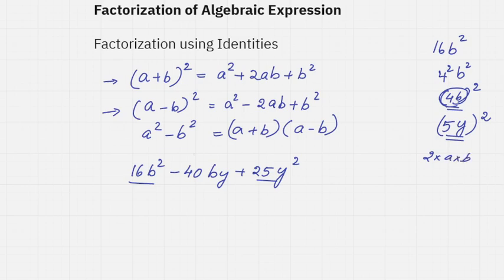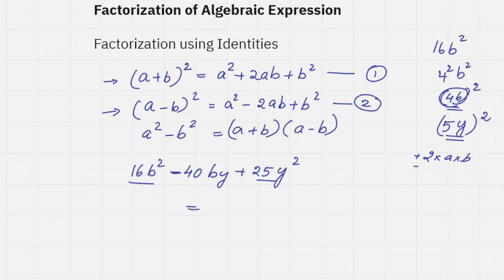Now you will check what is the sign of this one, whether it is positive or negative. If it is positive, then you will go for the first identity. If it is negative, you will conclude with the second identity. This is the procedure. So here in our question, we are having minus in the 2ab part, right? So we will go for the second identity.